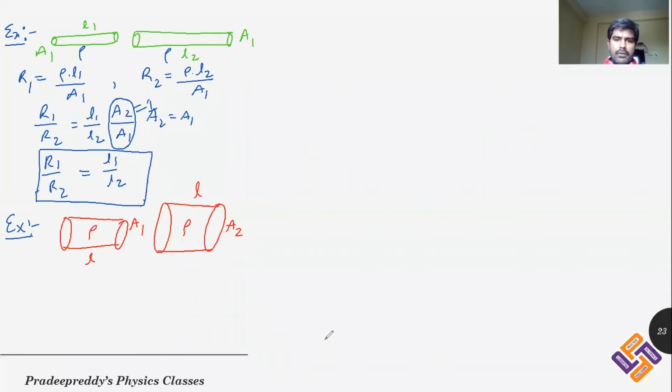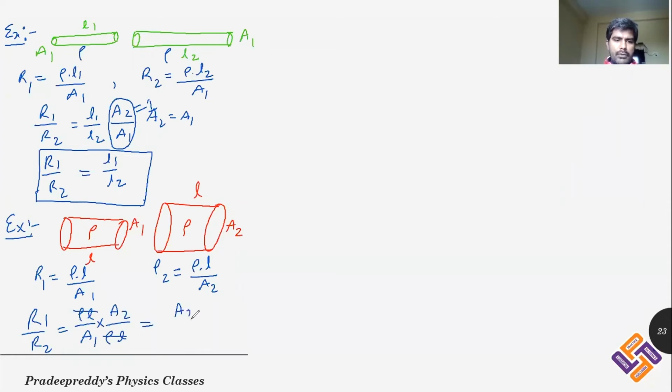In such a case, what do you write? R1 is equal to rho L divided by A1. R2 is equal to rho L divided by A2. Now take the ratio of these two. R1 by R2 is equal to rho L by A1 into A2 divided by rho L. Rho L gets cancelled. That is A2 divided by A1. That is the next example.